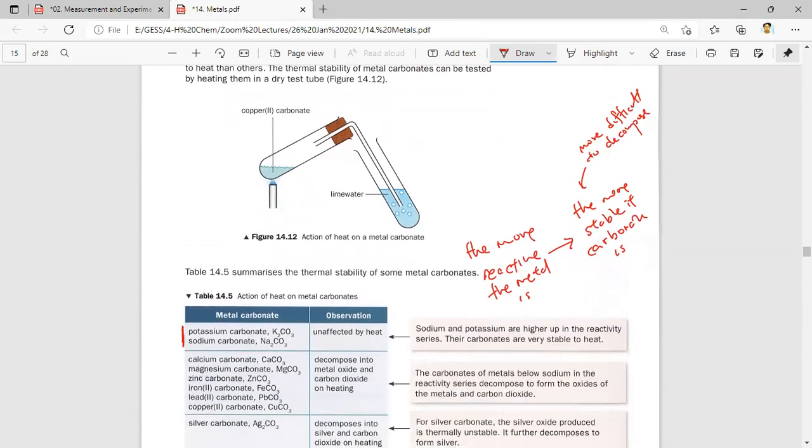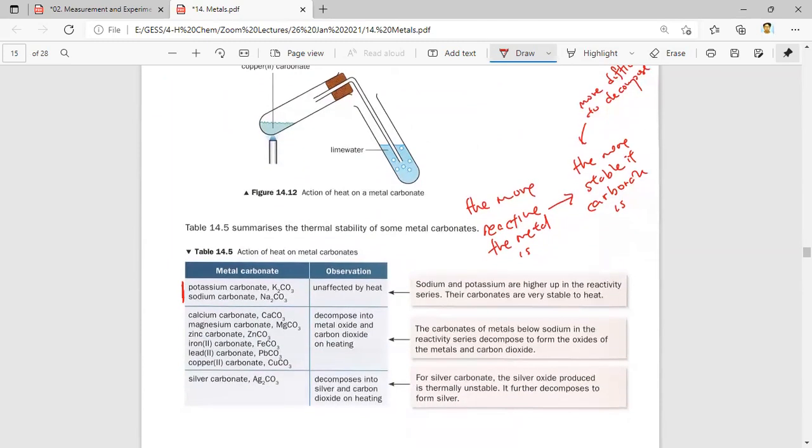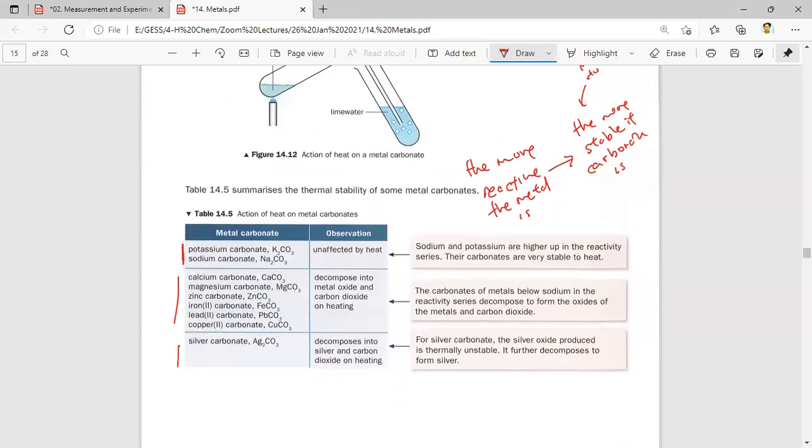Therefore, because of this idea, this main concept is broken down into these three main segments. Okay, the first two are unaffected by heat. You heat it up, it will never decompose. Why? Because potassium and sodium are your two most reactive metals in your reactivity series. Hence, the carbonate is very, very stable. So when you try to heat it, it will not decompose. As simple as that. Whereas from calcium onwards, it's less stable now. So when you heat it up, it can decompose. It will give you a metal oxide.